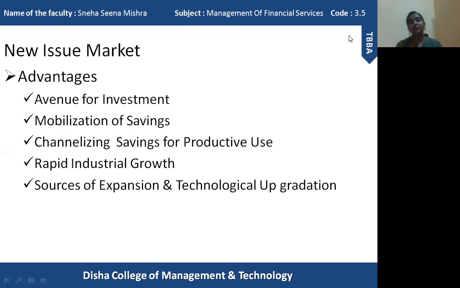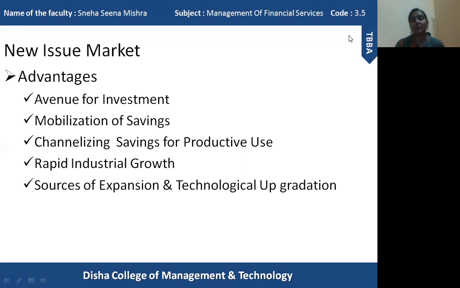New issue market actually mobilizes the savings of people who are scattered all over India, and the organizations that require funds also get funds, because it is very difficult to communicate directly with the investors. But with new issue market, the information is easily spread out. So whoever wants to invest in securities which are issued for the first time can invest in such issues. This helps in mobilization of savings.